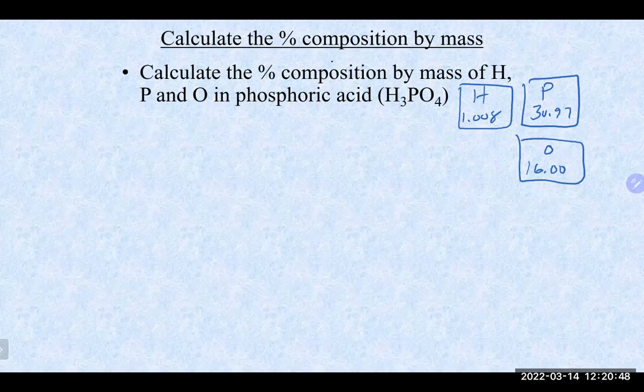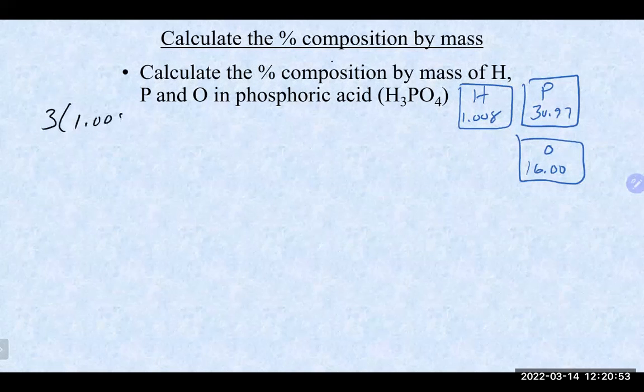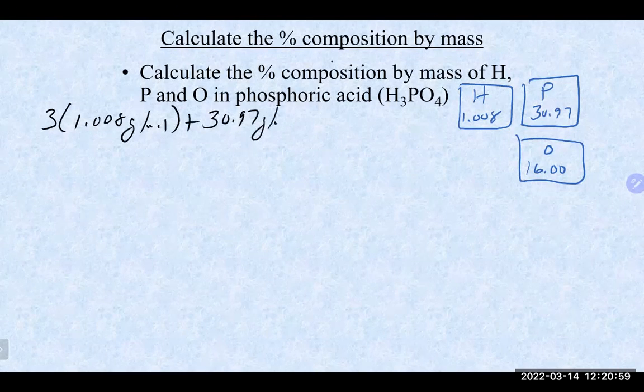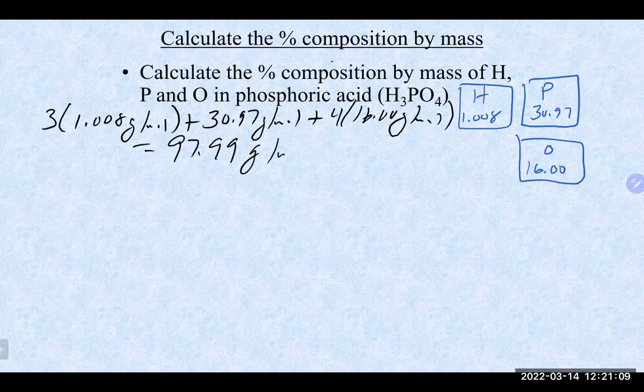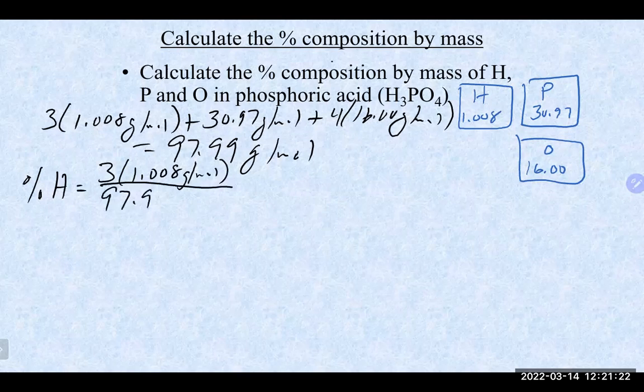We want to basically get the molar mass of the entire thing. So we got 3 times 1.008 plus 30.97 for our phosphorus, plus 4 times 16 for our oxygen, giving us about 97.99 grams per mole. To find our percentage of hydrogen, we would take 3 times the hydrogen mass there, divided by 97.99, times it by 100%.